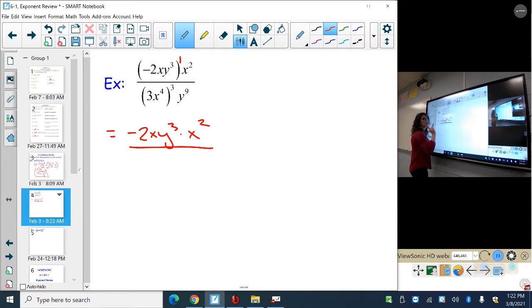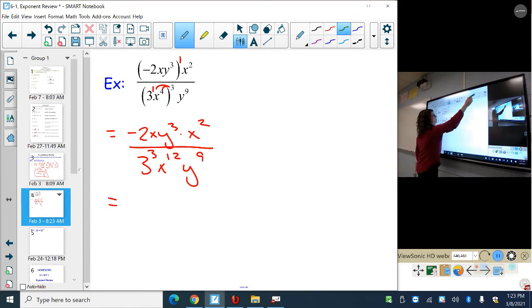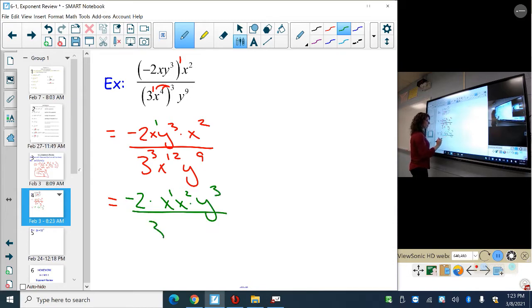However, on the bottom I do. I have to put this 1 on the inside with the 3, and I'm going to multiply those in. So that's 3 to the 3rd, x to the 12th, y to the 9th. Then I'm going to put on my phantom exponent on top, and I'm going to rearrange this to give my x's beside each other, and then my y's beside each other.